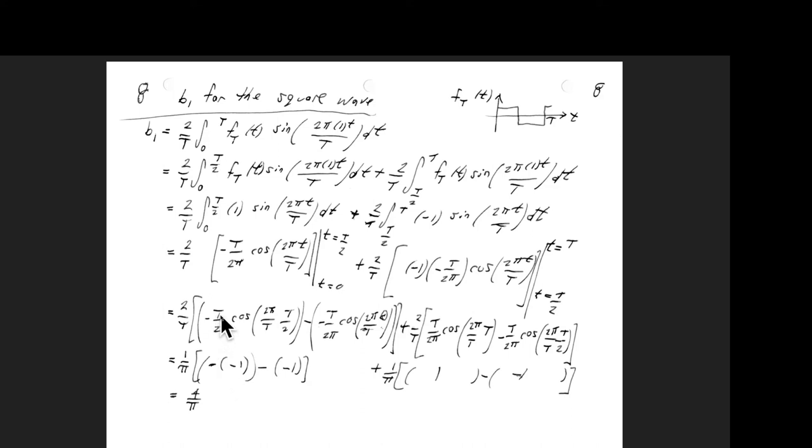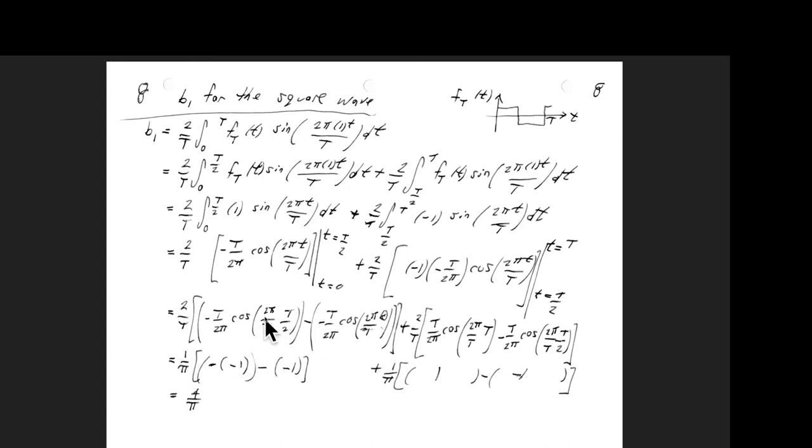Something else, I canceled the T's. There's a capital T here, capital T here, capital T here, so those cancel each other out. The same is true here, the T's cancel each other out. I factored out 1 over pi from all the expressions, so there's a 1 over pi in front, because there's a pi in the denominator here. There's a 2 common here, 2 here, 2 here, 2 here, 2 here. So the 2's were canceled out and we are left with 1 over pi.